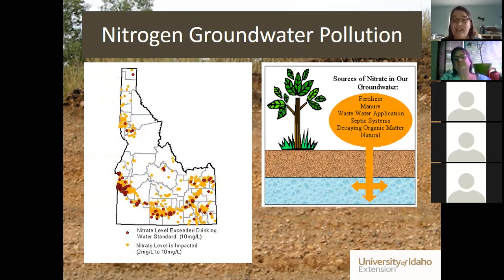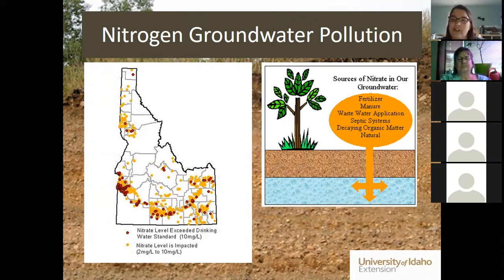And that's very expensive for the citizens of those towns, to have to treat river water to get it up to drinking water standards. But they haven't found a way to take that nitrate out of groundwater efficiently. So the nitrate level limit is 10 milligrams per liter.